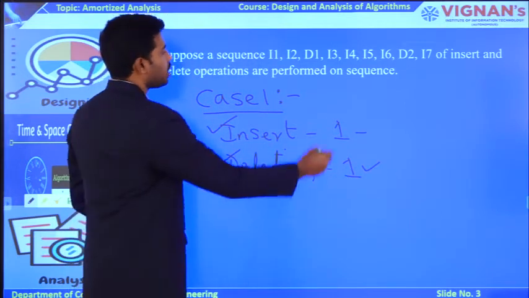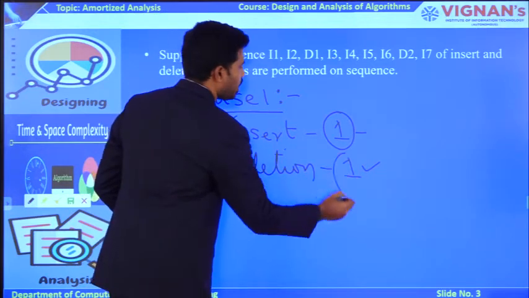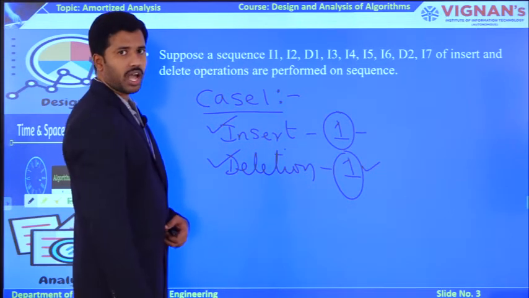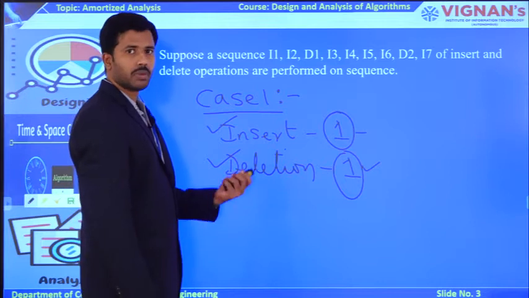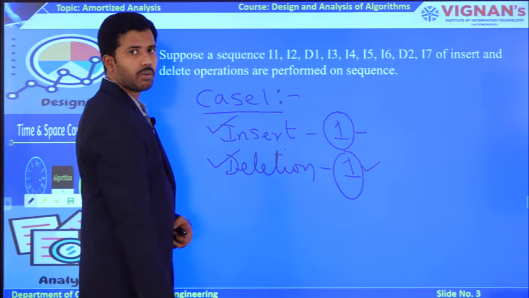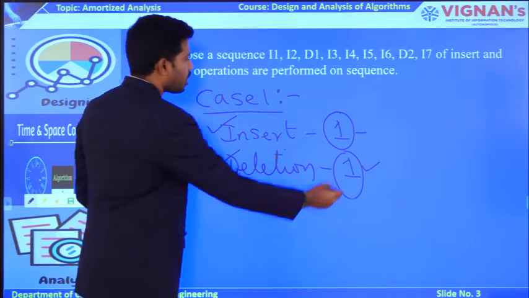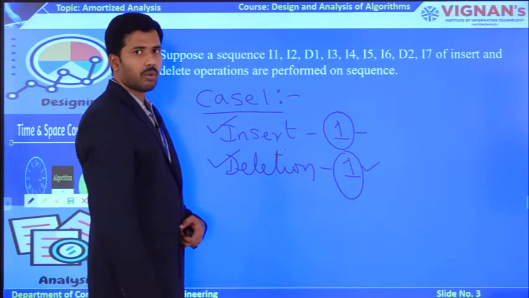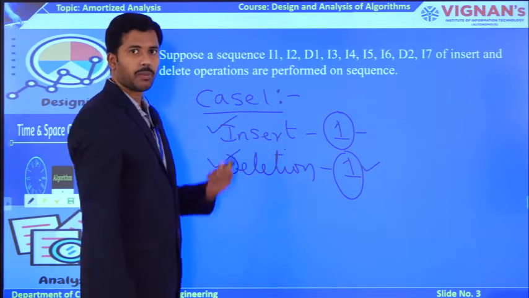So I am assuming that the insertion as well as the deletion operation both have equal cost, which is going to be the best case. In the best case, with one cost only you perform the insertion operation, and with one cost you perform the deletion operation. I can say this case is my best case.